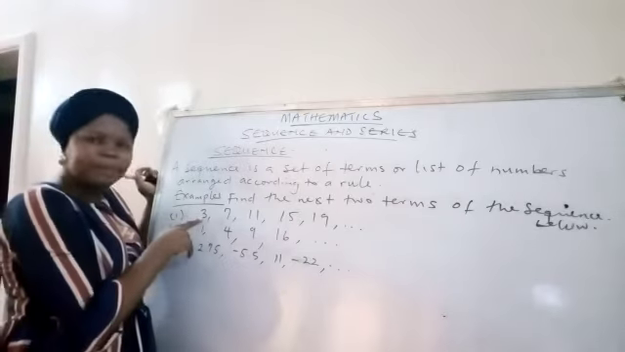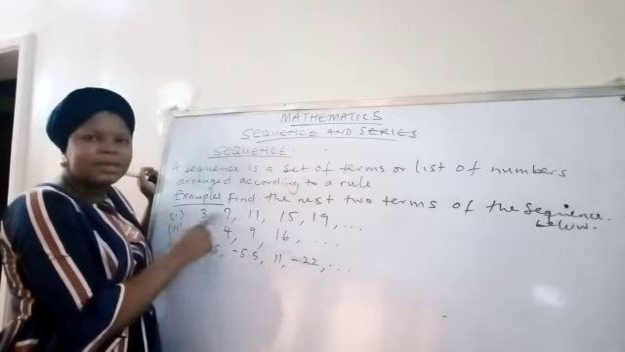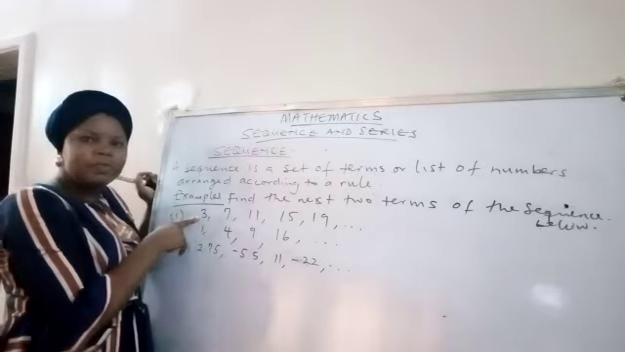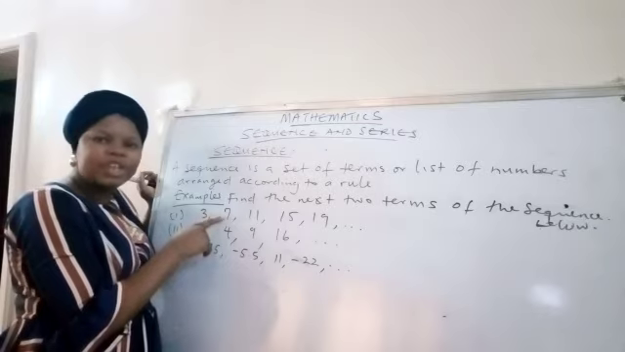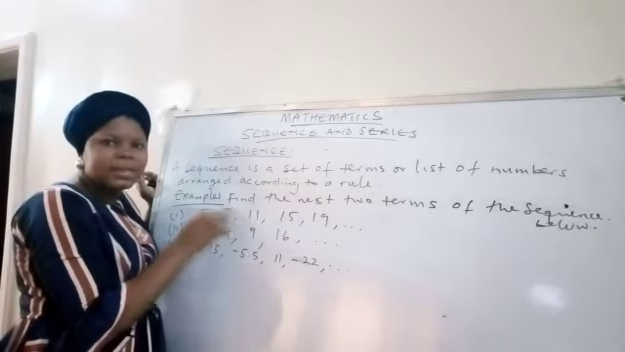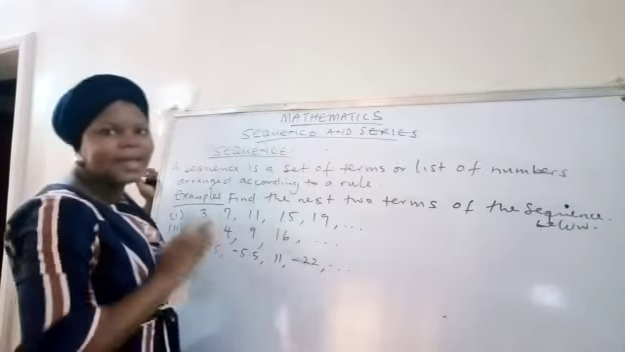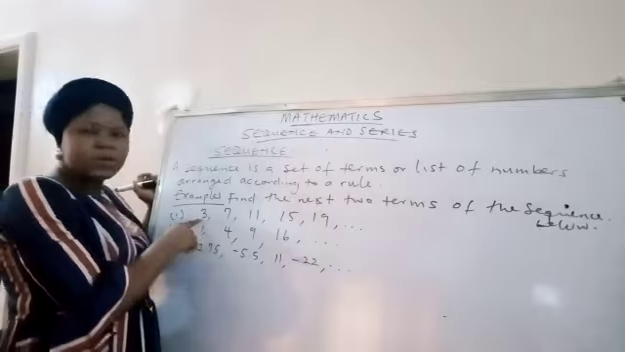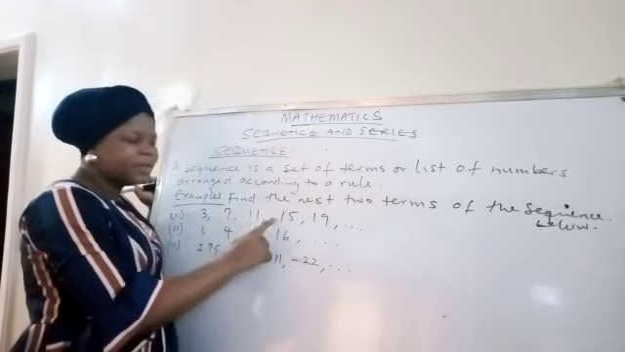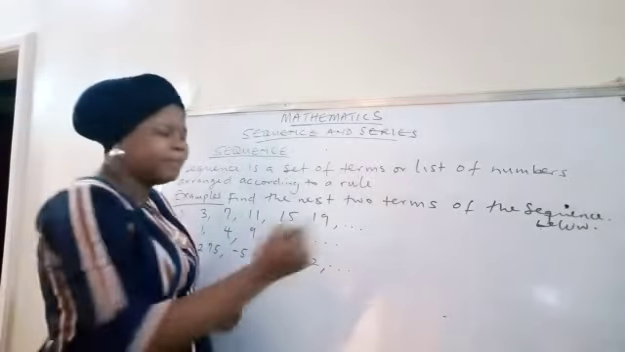Now, if you look at it, what is happening? If I have 3 and I have 7, what is the difference between the second term and the first term? You can see it is 4. So that means if I add 4 to the first term, I will get 7. You will now check: if I add 4 to 7, will I get the next term? If yes, then adding 4 is the rule that generates that sequence. So 3 plus 4, 7. 7 plus 4, 11. 11 plus 4, 15. 15 plus 4, 19.